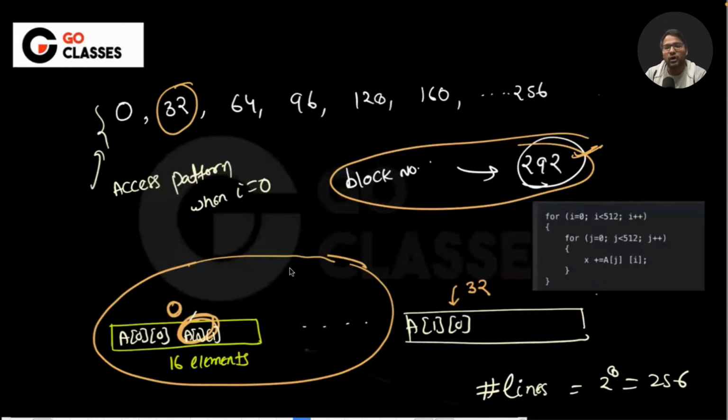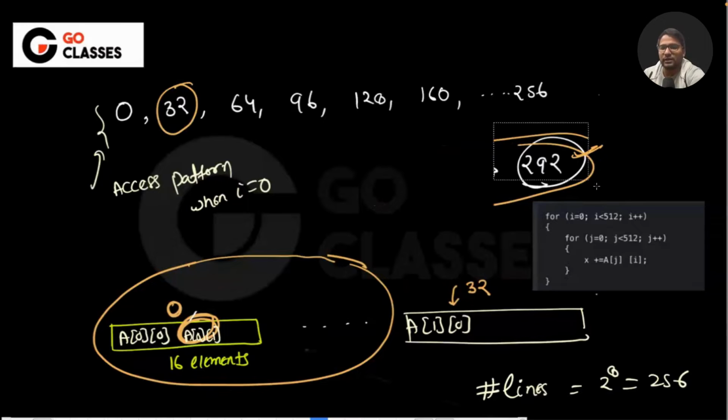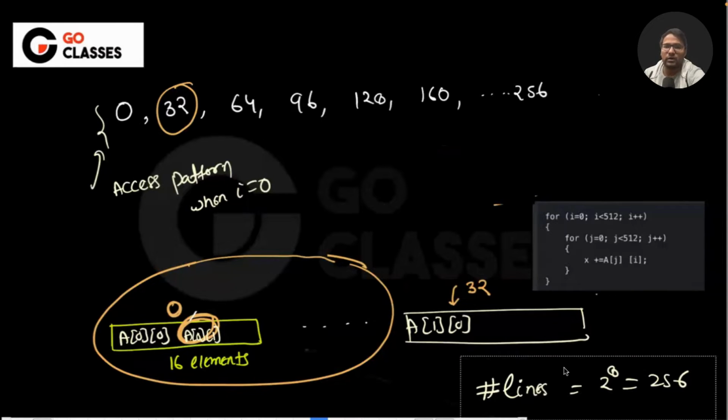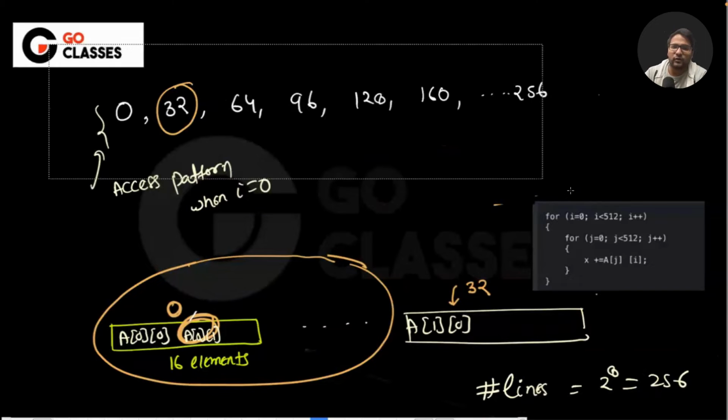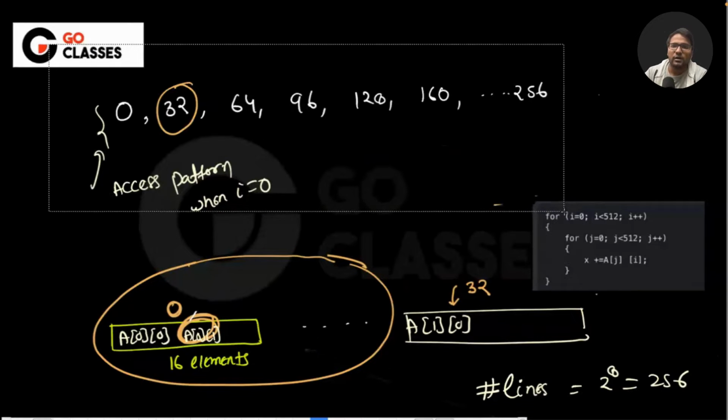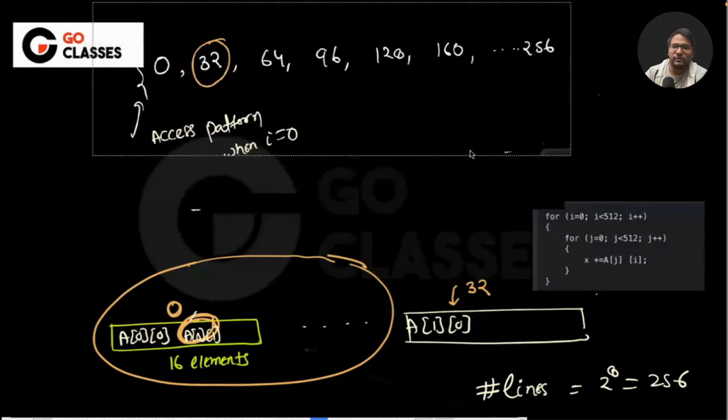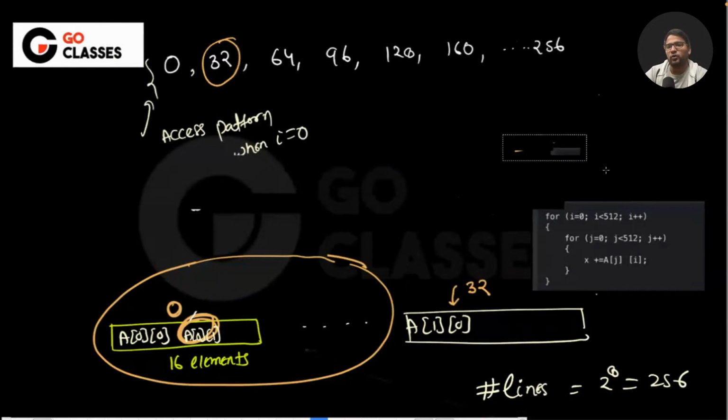So for I equal to 0, you are doing plus 32 like that, right? So this is the access pattern for I equal to 0. Now let me ask you, what is the access pattern for I equal to 1? Can you tell me the access pattern for I equal to 1?